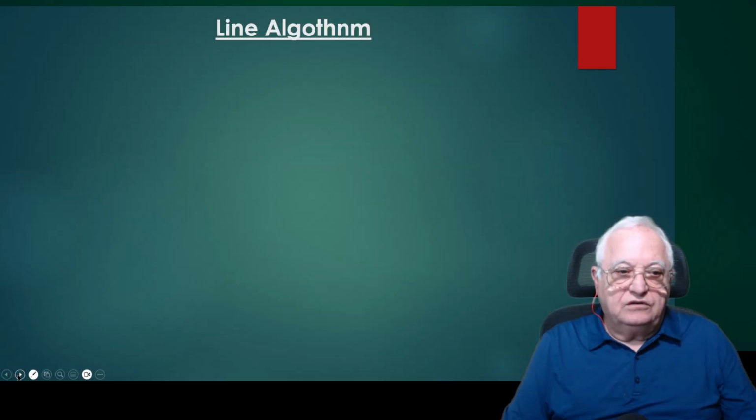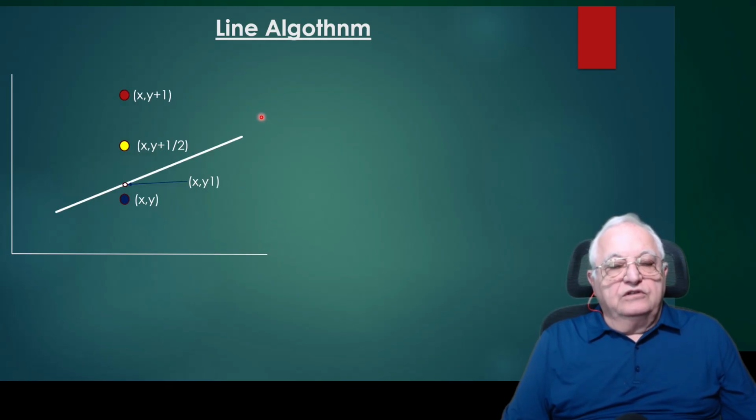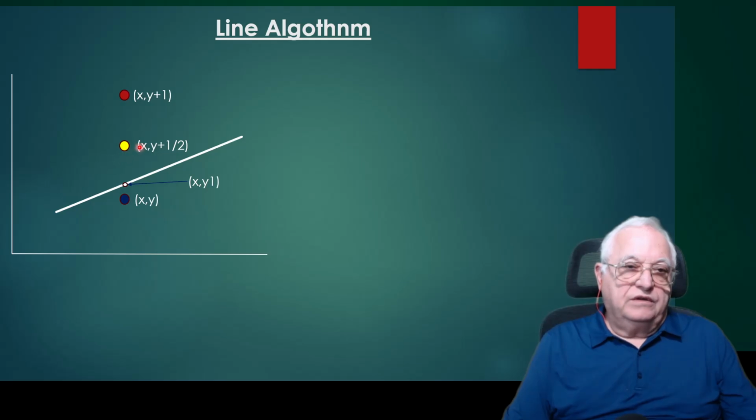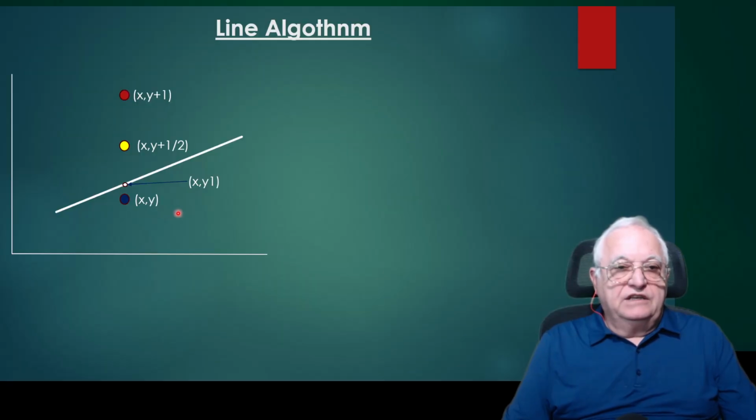So let's talk about the algorithm for the line. What I have here is 3 dots: a blue dot which is at location x, y, a yellow dot which is at location x, y plus 1/2, and then a third dot which is red, at location x, y plus 1. And then I have a line, and one point on the line is going to be x, y1.